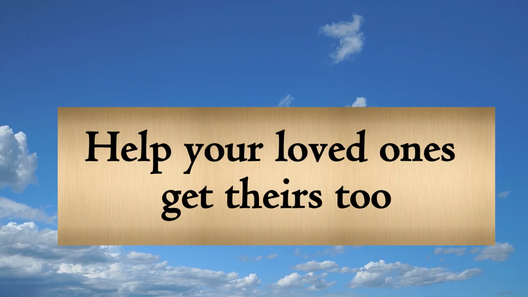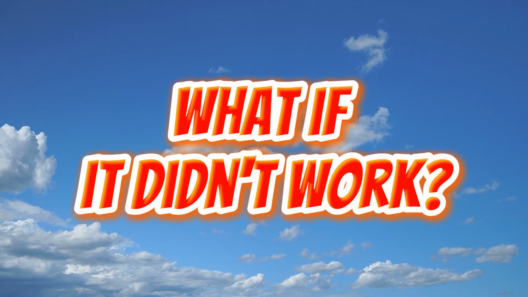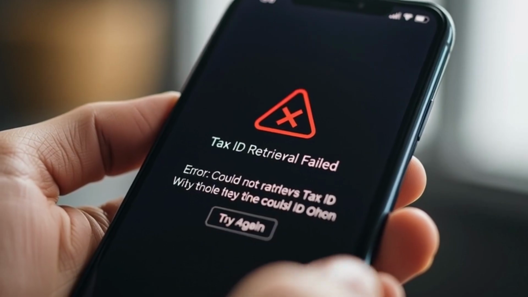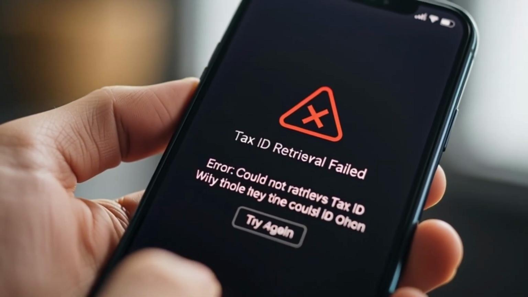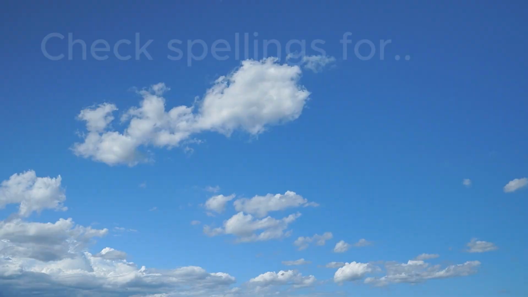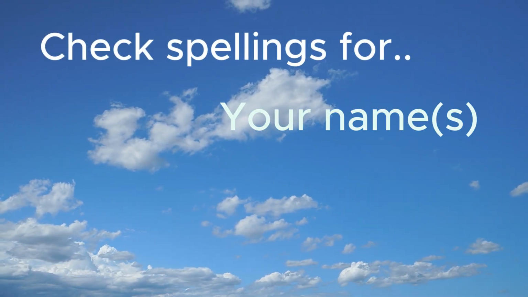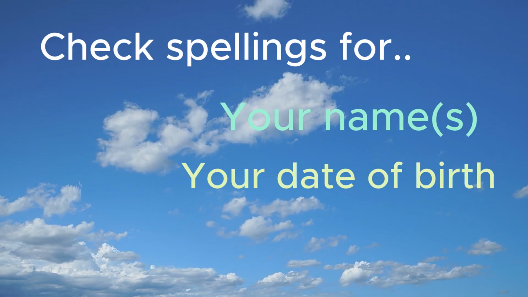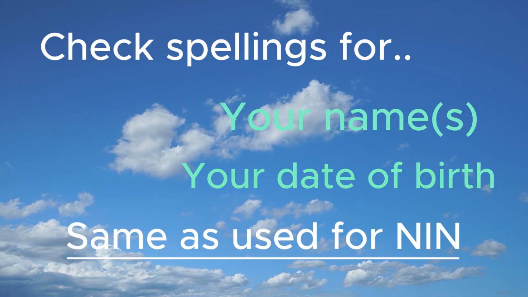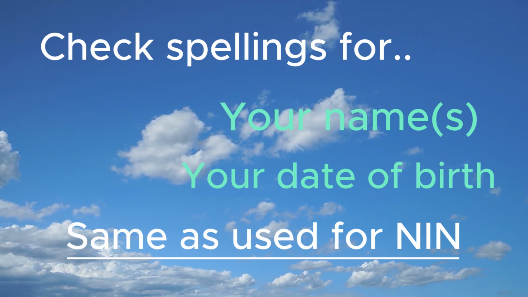It's really simple. Yes, it is possible that you do this and it gives you error or does not give you your tax ID. Now that happens only because of a few things. If it doesn't come up, double check the spelling and your date formats. The spellings for your name and your date of birth. Be sure that you're using exactly what you used when you registered for your NIN. If it is that, it will surely work. If it is not, then that means it's incorrect.